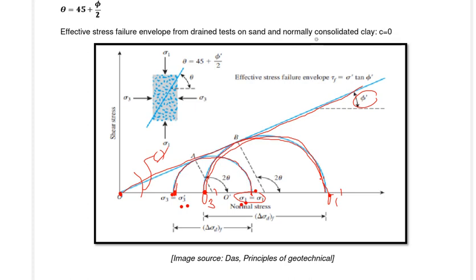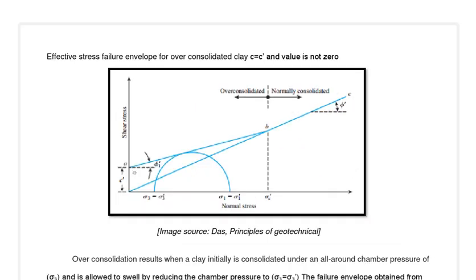Because if it is not normally consolidated, we have a value of cohesion here. So, like this. This is not a normally consolidated soil, so we have a value of cohesion here. So, that is going to be our failure envelope. So, we can also solve for C prime. And then our phi here from the C, this will be our phi prime.